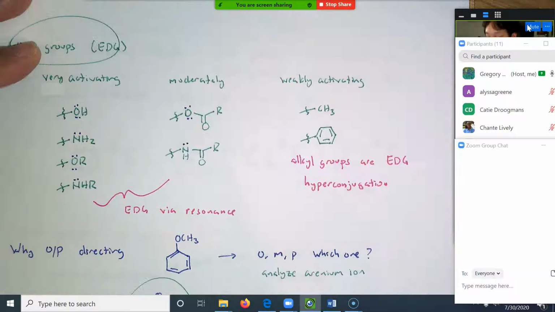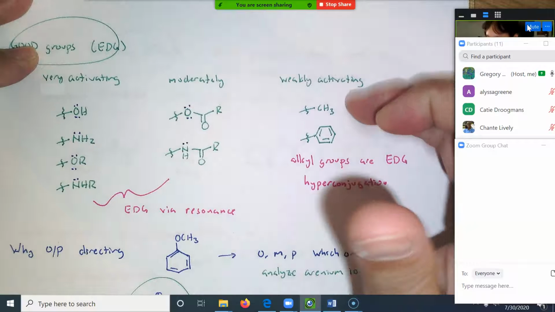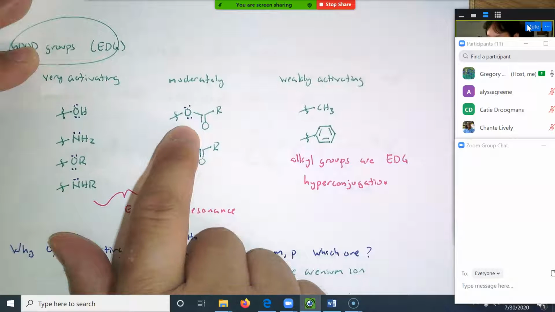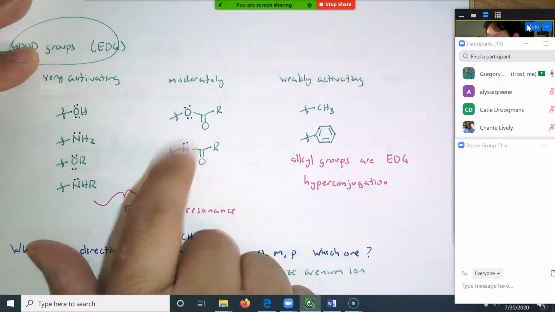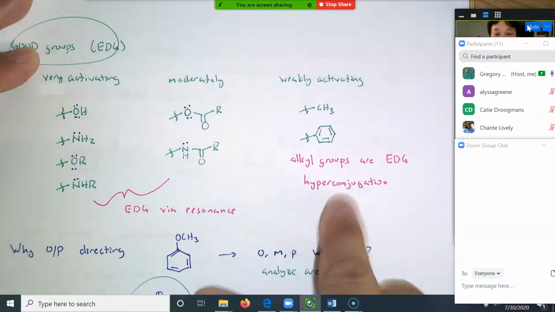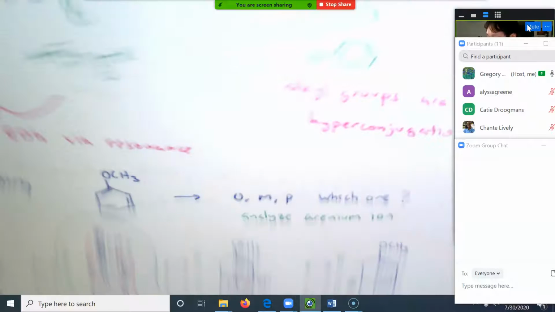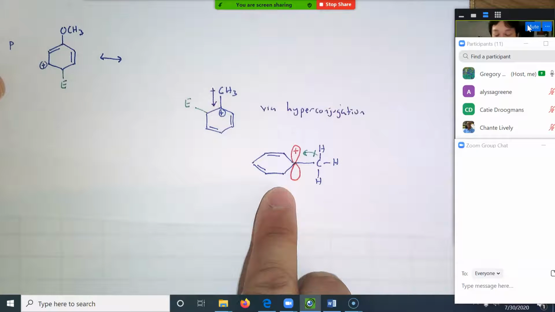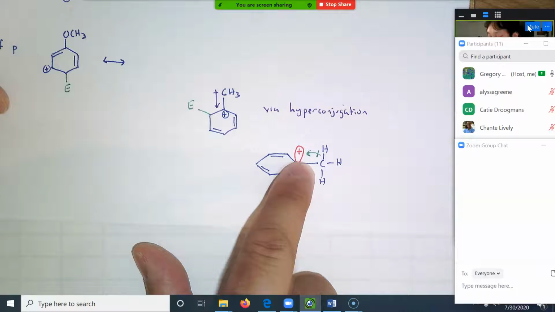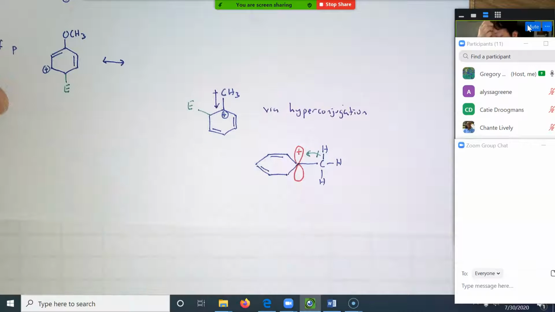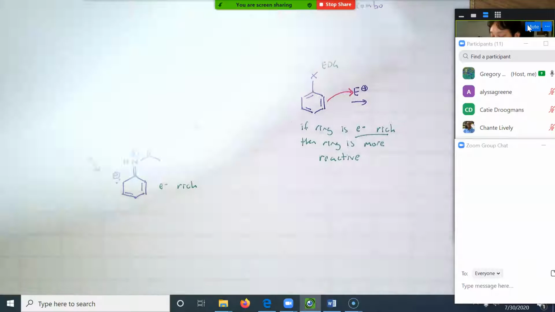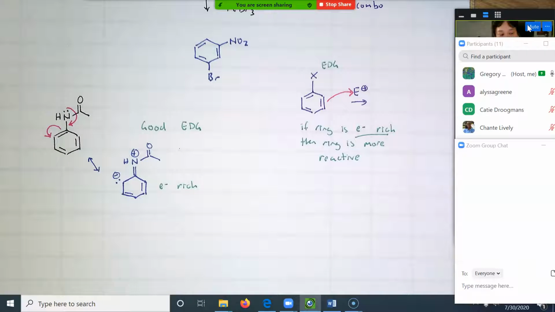The only exception are these alkyl groups. But these alkyl groups donate electron density not via resonance like these atoms, but via hyperconjugation. I tried to explain that a little bit down here when we talk about carbocations. That's hyperconjugation. So it is donating electron density. It's just not able to do it by resonance because there's no lone pair there.